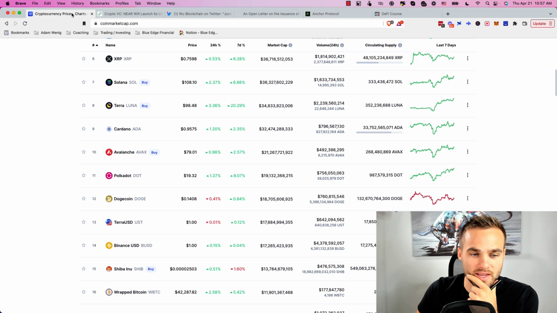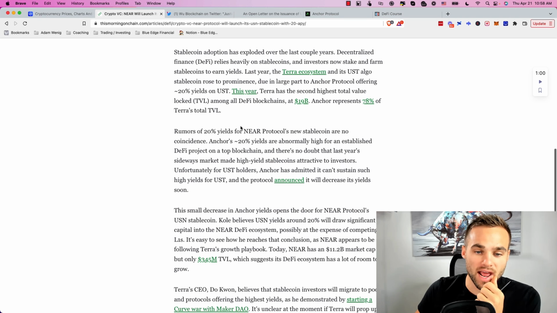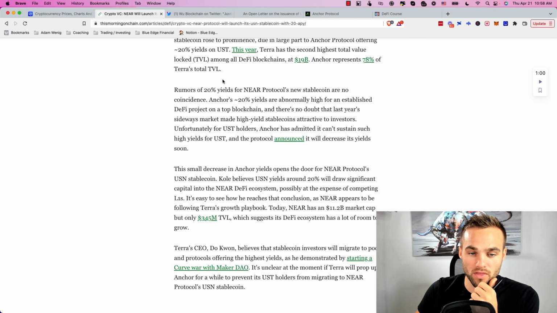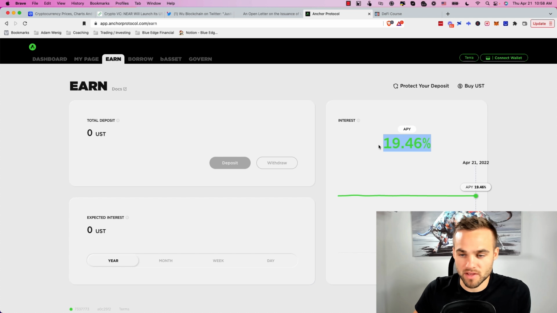Now, what's happening here is people are seeing the success of Luna and UST, and other layer 1 blockchains are coming out with their own algorithmic stablecoins, which is interesting. If you take a look at Near, for example, which is another layer 1 blockchain, they're coming out with their own protocol, USN, which is supposed to come out any day, like this week. Supposedly, there are rumors that they're going to have an Anchor-like protocol with a 20% yield for their new stablecoin, okay? And it's interesting timing, right? Right as Anchor is reducing theirs from 19%, it's going to have to come down to 18%.